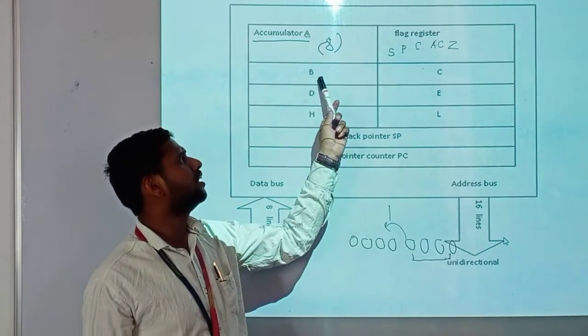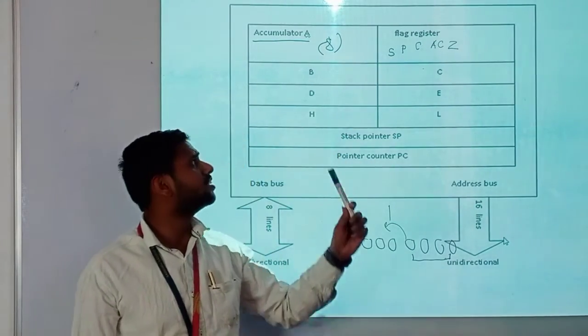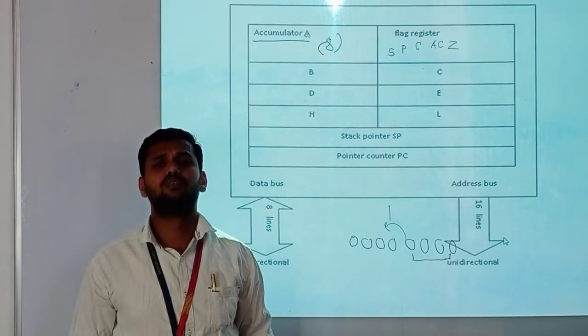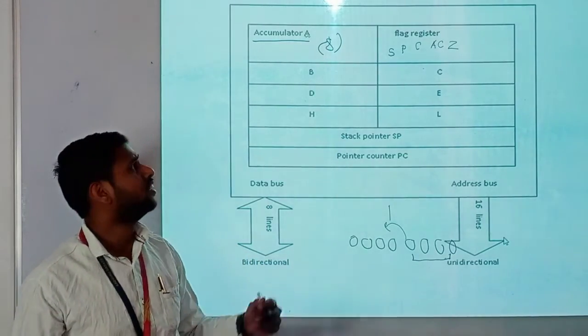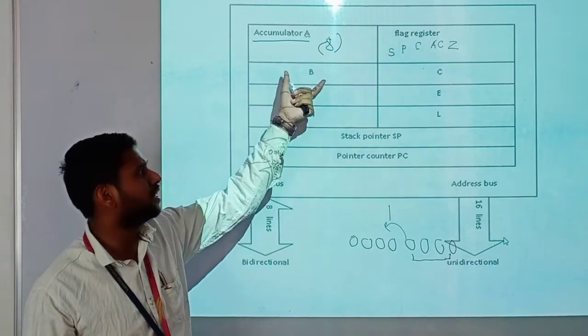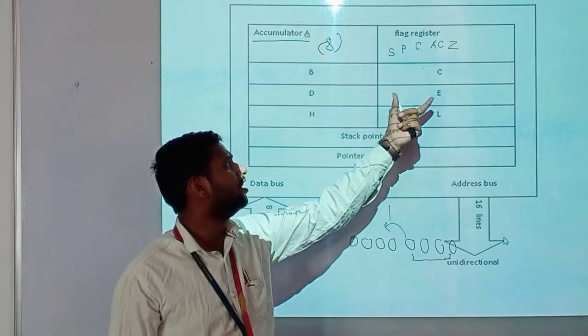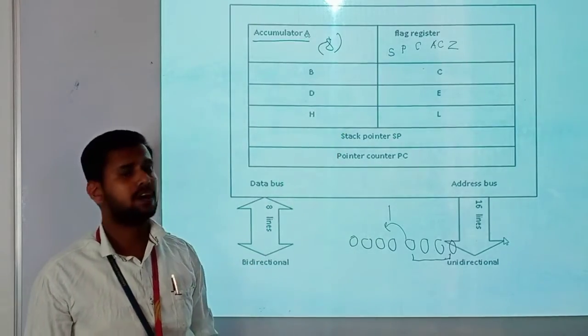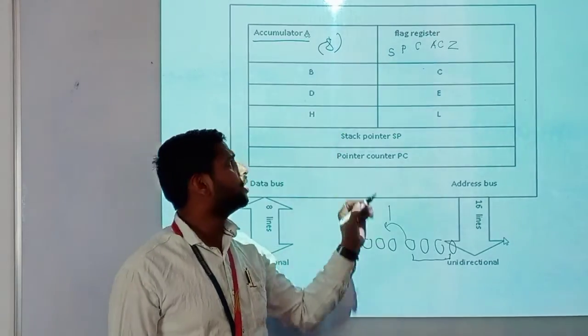Next is the B register. It is a general purpose register. We can use it for storing data in different operations. The second operand can be stored in the B register, C register, D register, E register, H and L. Also, it is an 8-bit register.